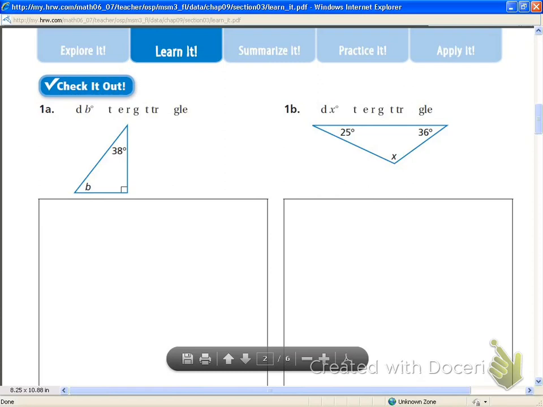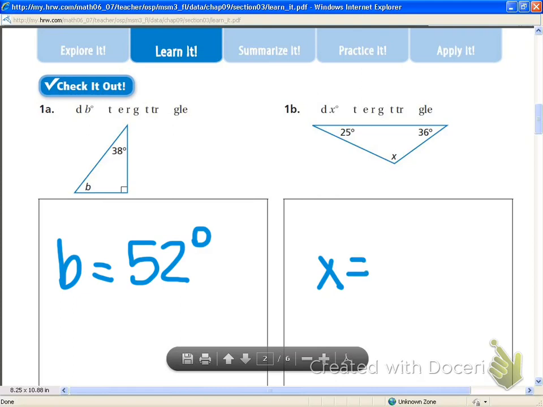Okay, we're checking our answers. For check it out 1A, you should have found that letter B equals, Noelia? 52 degrees. That is correct. And for letter 1B, we should have found that X equals, Kenny? 119 degrees. That is correct.